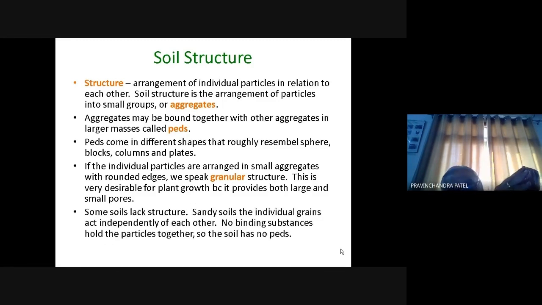Some soils lack structure, as for example sandy soil. The individual grains act independently of each other. So we will not find a structure in sandy soil. No binding substance holds the particles together, so the soil has no peds. So for improving the sandy soil, we have to add organic matter. 10 ton, 20 ton farmyard manure, compost, then vermicompost, then green manuring, then cakes we have to add, castor cake, neem cake, and so on.